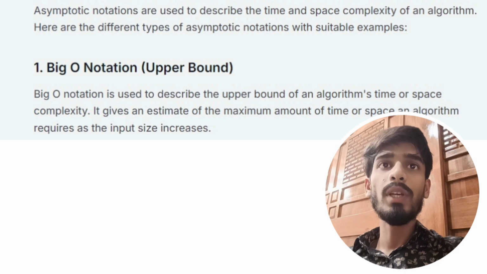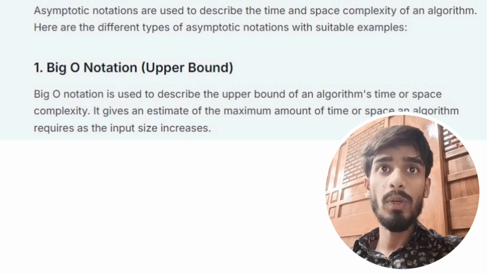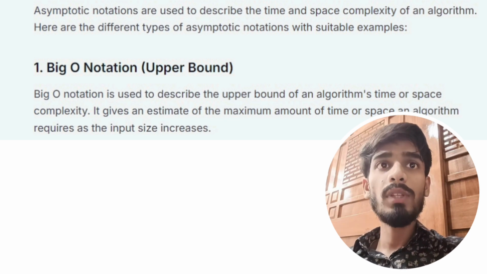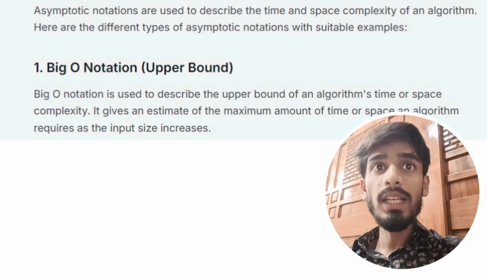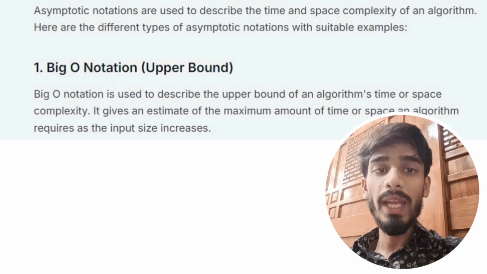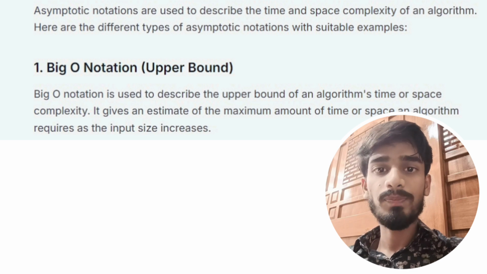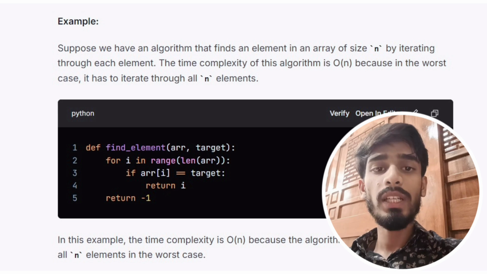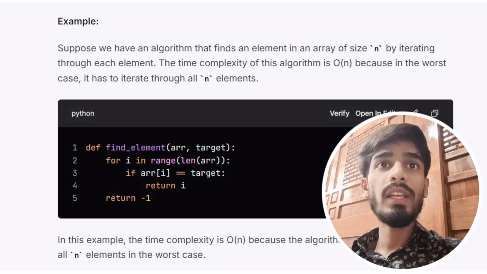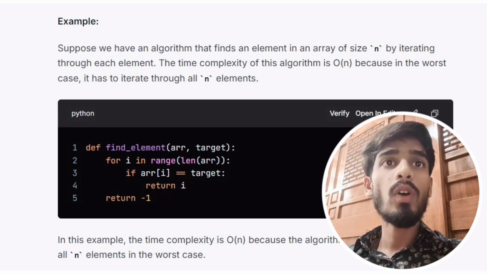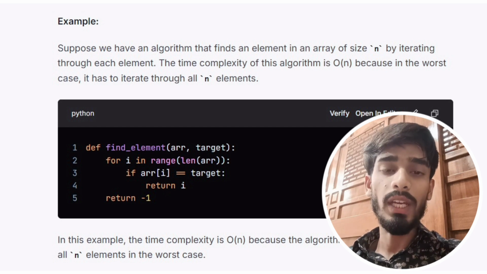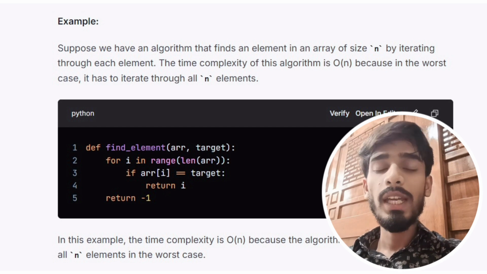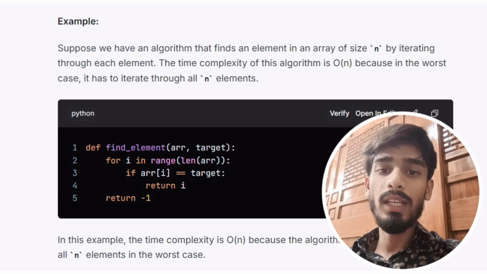First one is big O notation. We also call it as upper bound. Big O notation is used to describe the upper bound of an algorithm's time or space complexity. It gives an estimate of the maximum amount of time or space an algorithm requires as the input size increases. Suppose we have an algorithm that finds an element in an array of size n by iterating through each element. The time complexity of this algorithm is big O of n because in the worst case it has to iterate through all the n elements.